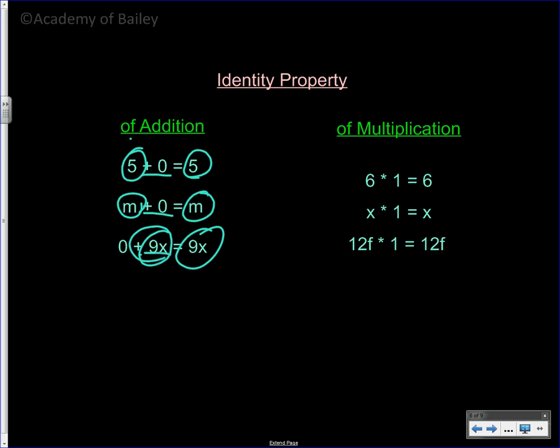And for multiplication, it's not multiplying by 0. It's multiplying by 1. When you multiply by 1, you get the same number you started with. And it doesn't matter if it's 12f, you're still going to get 12f. Multiplied by 1, you still get 12f. That's the identity property.